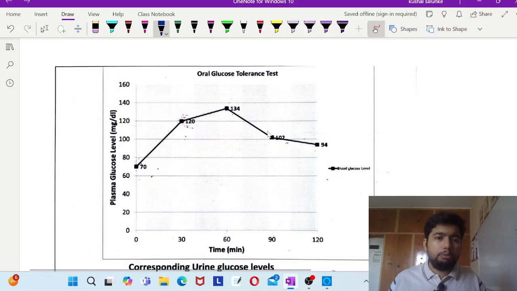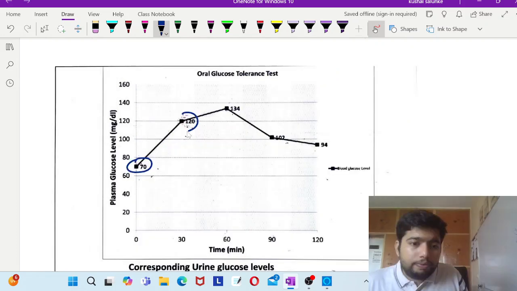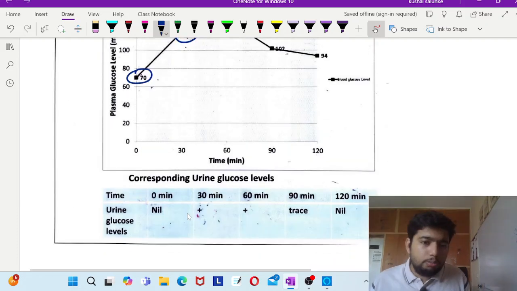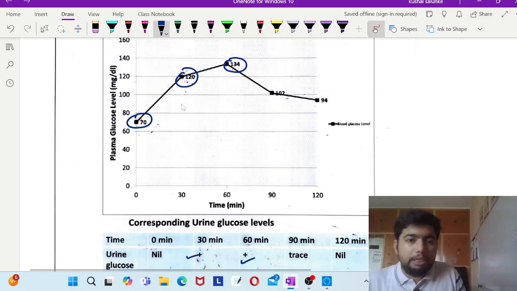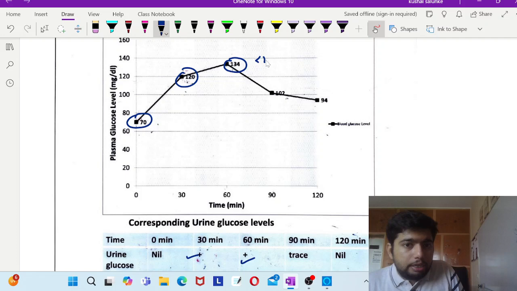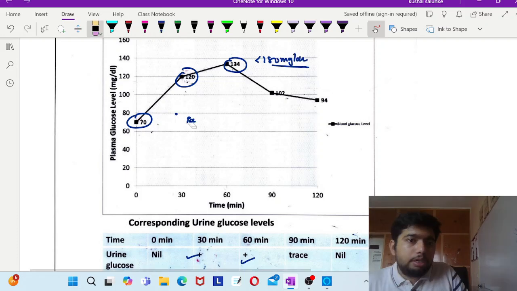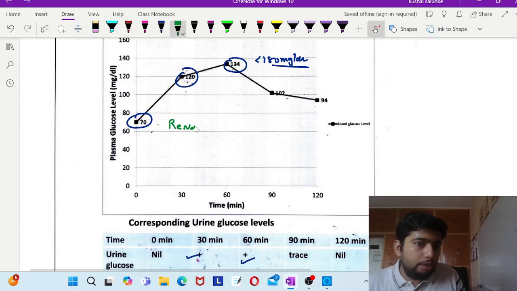Now you can see this graph. At 0 minutes it is 70, 120 at 30 minutes. At 60 it is 134, but the catch here is that at both 30 and 60 there is glucose positive in the urine. So the 134 value is less than 180 milligram per deciliter. That's why it is called the renal glycosuria curve. Okay, renal glycosuria curve.